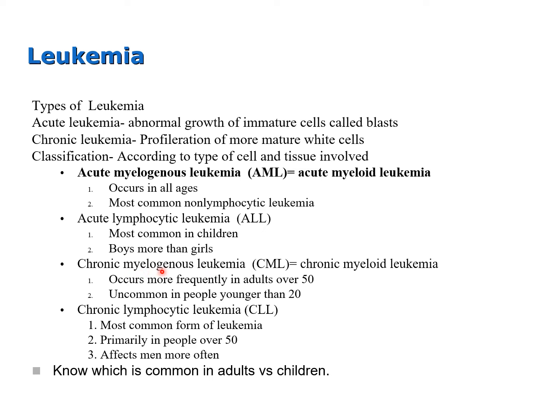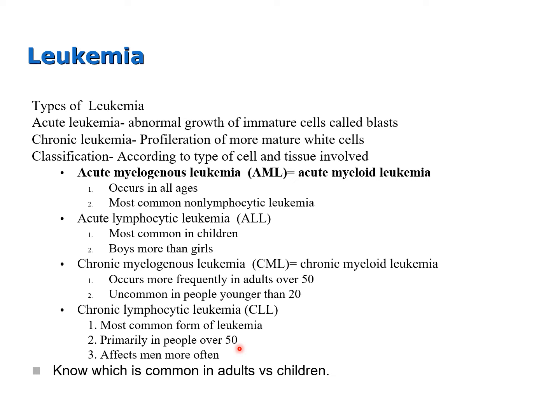There's what is known as chronic myelogenous leukemia, CML, or they may call it chronic myeloid leukemia. This one occurs more frequently in adults over 50 and is common in people younger than 20. There is what is known as chronic lymphocytic leukemia, CLL, the most common form of leukemia apparently, primarily in people over 50. This one affects men more often.